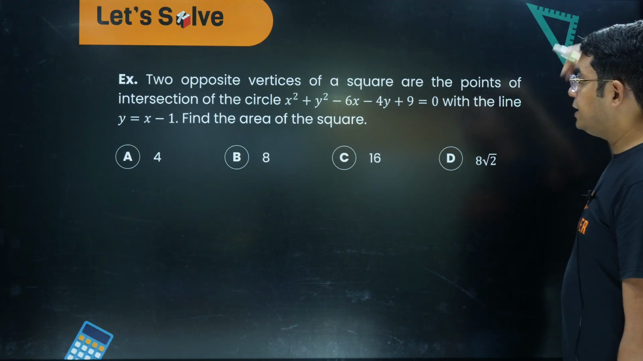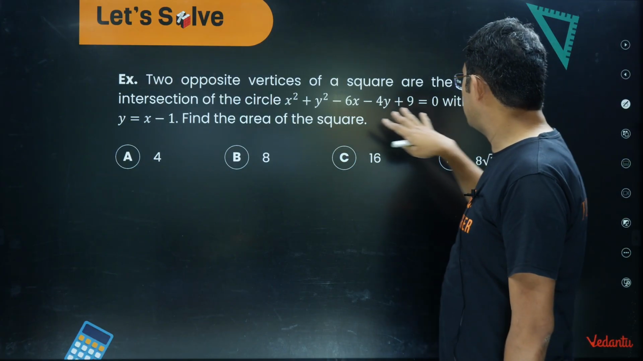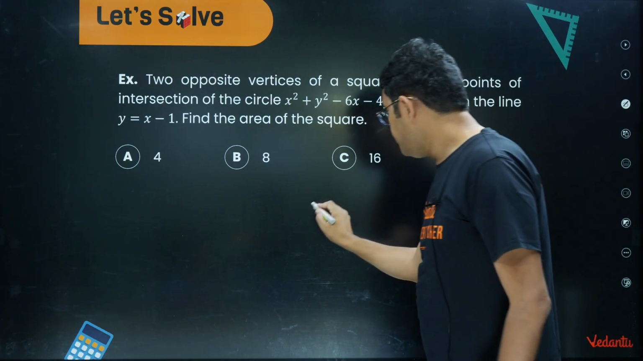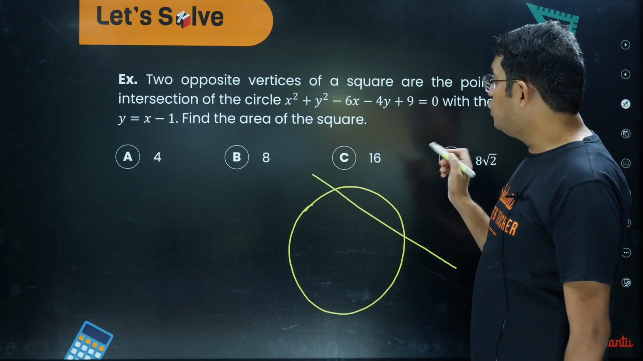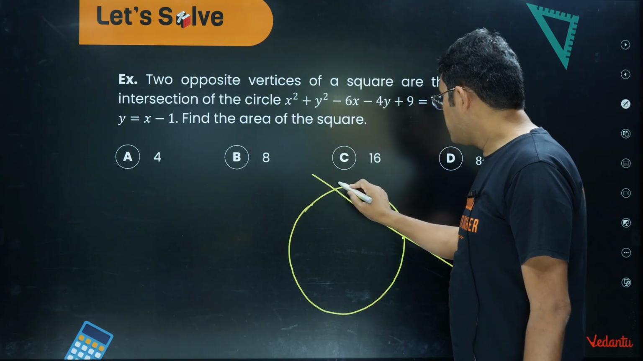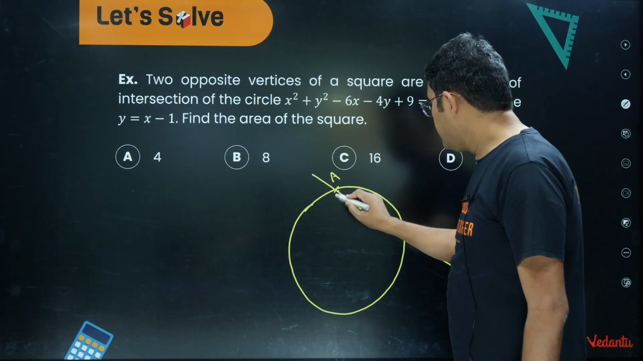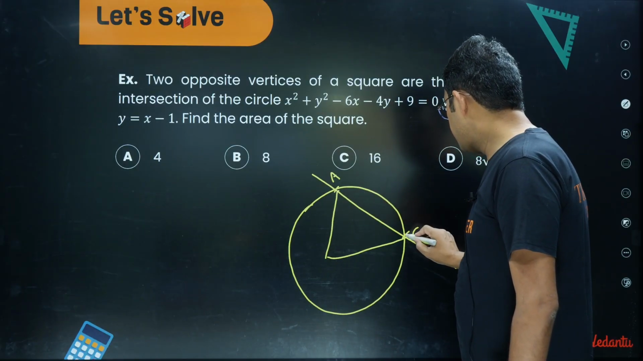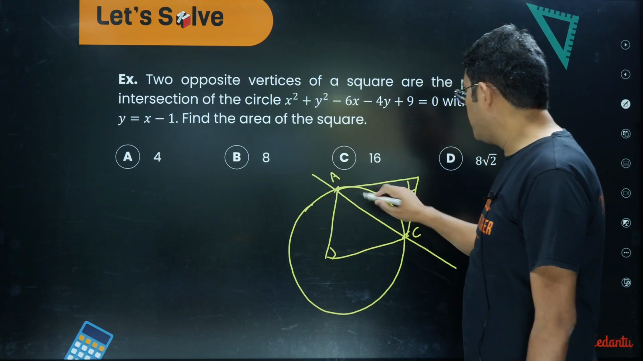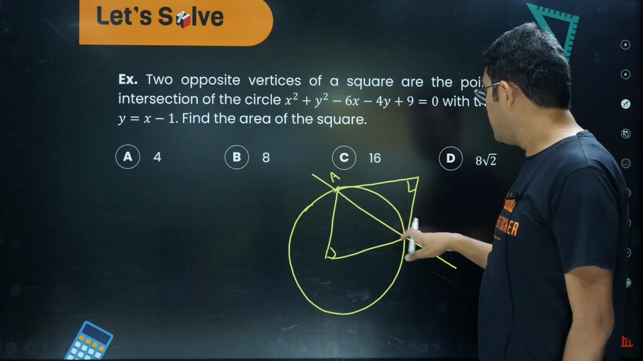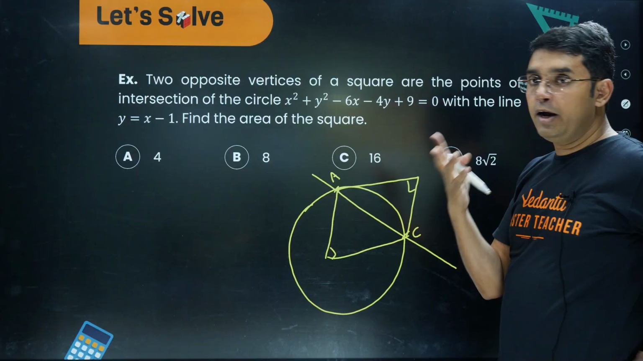Next question. It says two opposite vertices of a square are the points of intersection of this circle with the line. Okay, so this is one circle and there is one line. Now two opposite vertices of a square. So suppose square is ABCD, then this is AC, and your square will be like this. So this is a square whose opposite vertices are AC, that are the intersection of the circle with the line. Now we have to find the area of the square.